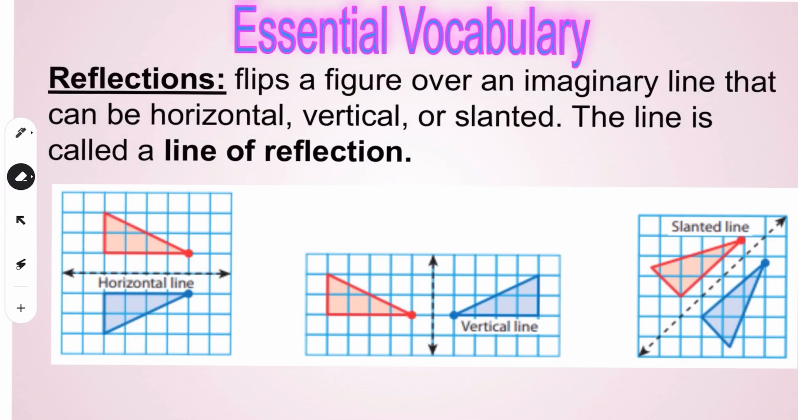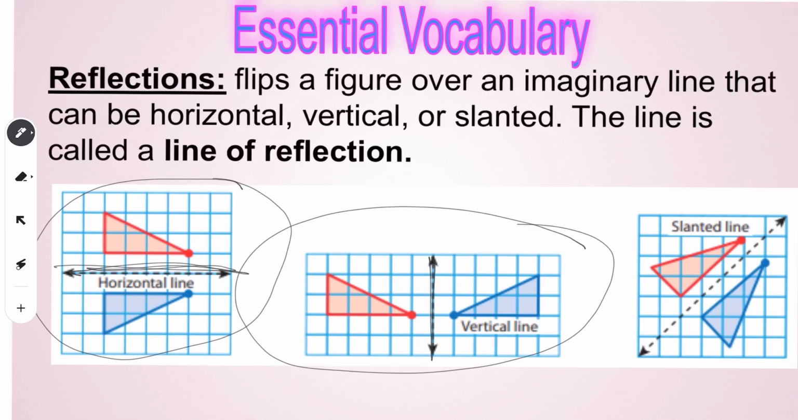Reflections flip a figure over an imaginary line that can be horizontal, vertical, or slanted. This line is called the line of reflection. An example of reflection you may have seen in real life is looking at yourself in the mirror. The line of reflection is the line between you and the mirror. Also, if you look at the examples down here, the right figure was reflected over this horizontal line right here. The right figure was reflected over this vertical line right here. And in this last image, the right figure was reflected over this slanted line right here.